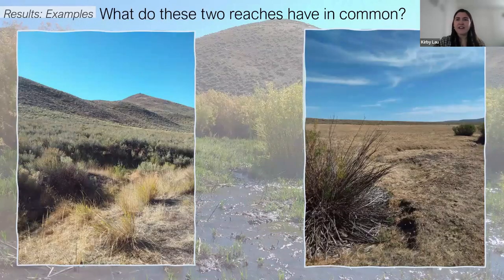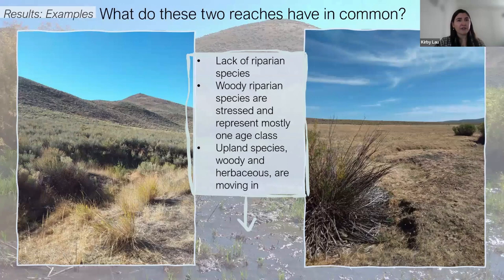All right, and so let's do another one. These reaches are also in different places on the ranch, but they both lack riparian species. They have woody riparian species that are stressed and represent mostly one age class. You can kind of see in the background of the image. On the right here, we've got a few willows. So there are woody species present, but they're all of approximately the same age class.